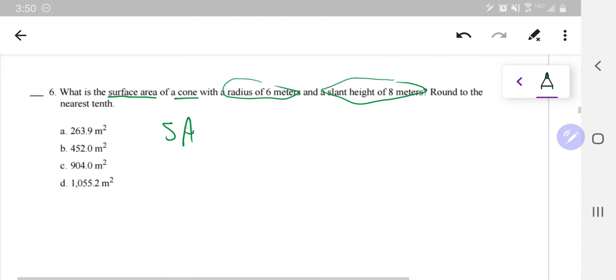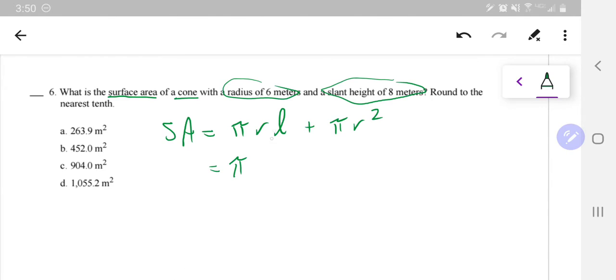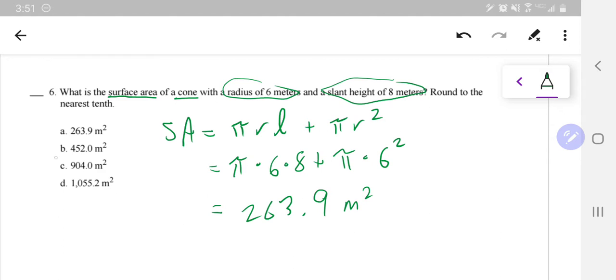So surface area of a cone, pi RL plus pi R squared. And the pi, we're just going to leave it like that. The radius, it says, is 6. The slant height is 8. So pi times, and that's going to be 6 squared. When I put all that into the calculator, it comes to 263.9 meters squared. And so that looks like we have A.